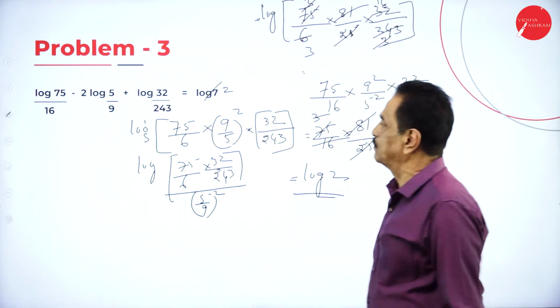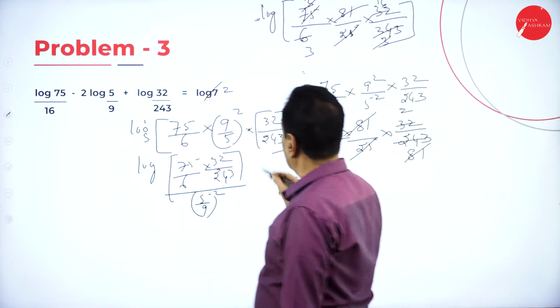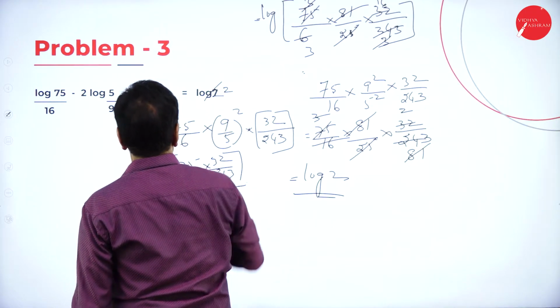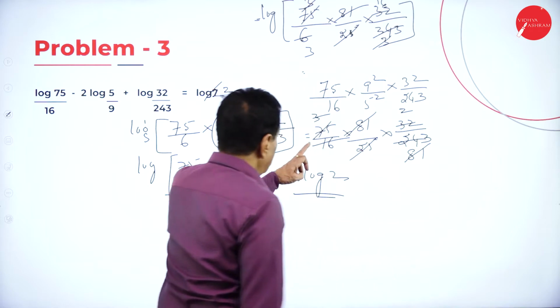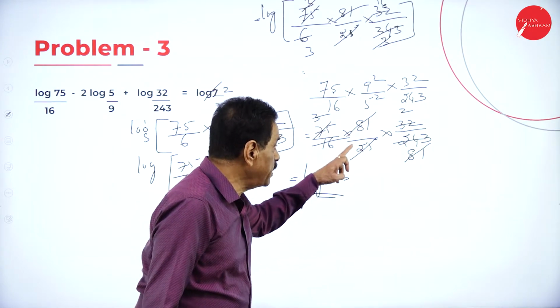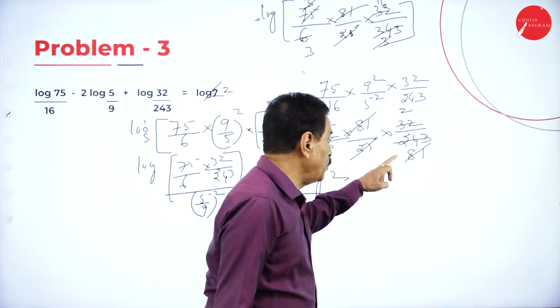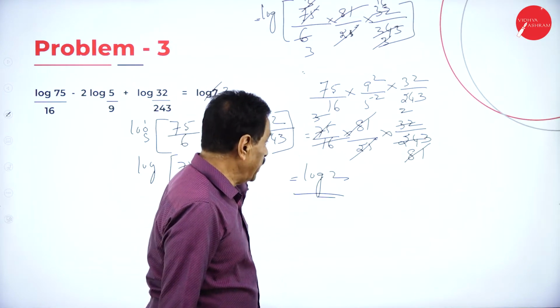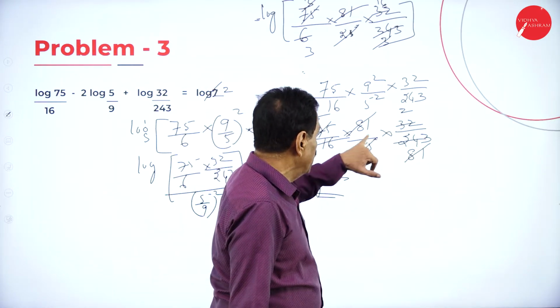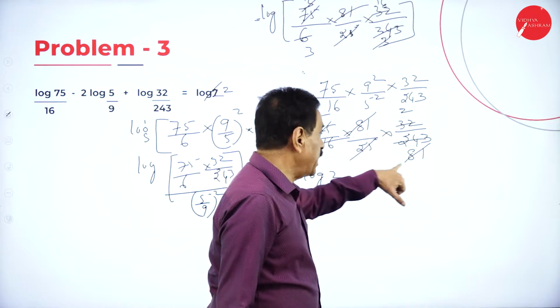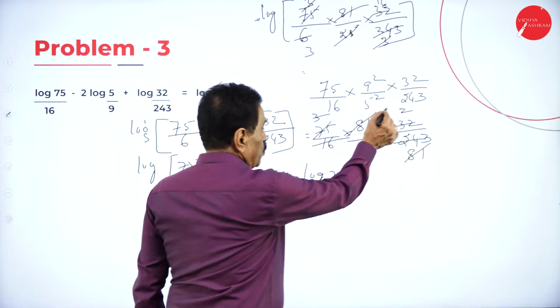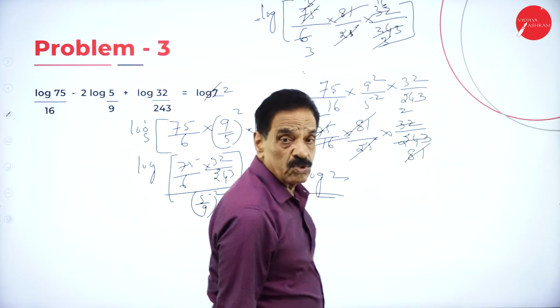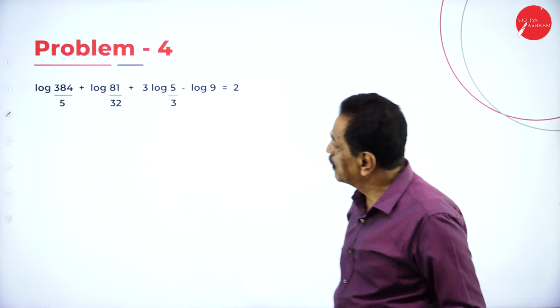This is your log 2 answer. So it is not log 7, it is log 2. So I will repeat. 75 divided by 16, 81 divided by 25, 32 divided by 243. So 25 threes are 75, 16 twos are 32, 3 eights are 24, 3 ones are 81, 81 cancelled out. Then what is left over is the 2. You go to the next one.